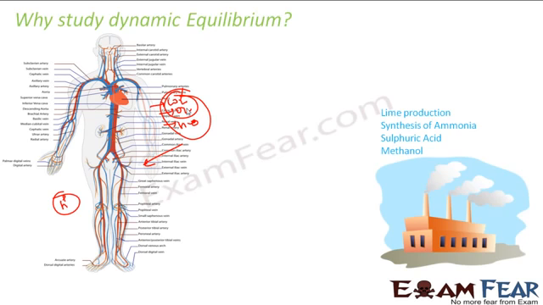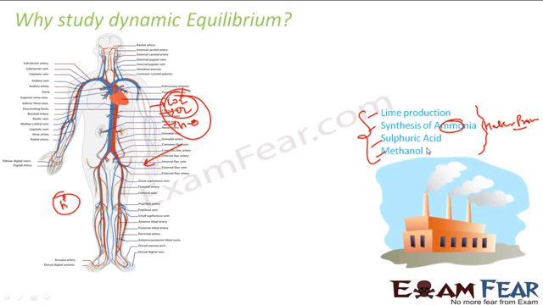Also, the bigger reason why we study equilibrium is that in industries we produce lime and ammonia, and we use the Haber process for this. We'll discuss this also in the next two slides. Sulfuric acid, methanol, in all these preparations, dynamic equilibrium is involved. Without dynamic equilibrium, you can't do it, because we'll show you the beauty of dynamic equilibrium, where we try to maximize the production of ammonia by learning the behavior of equilibrium and then tweaking those behaviors in our favor to produce the maximum of these outputs, right?